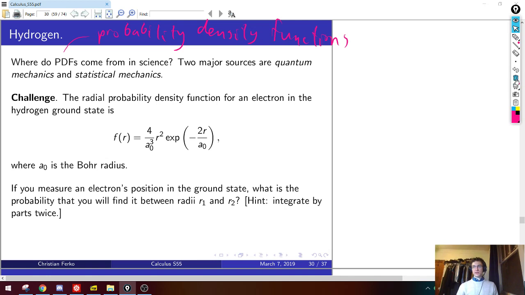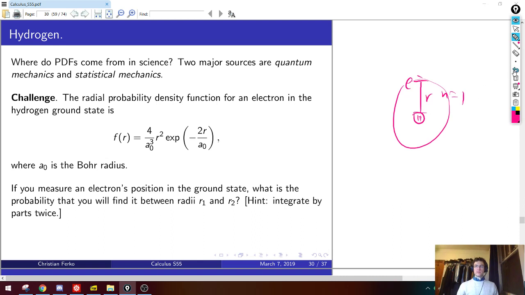And as you can prove, if you have an electron in the ground state of hydrogen, n equals 1, which you've been studying recently, and you measure the radius of the electron, how far away it is, the radial coordinate from the nucleus, and ask what is the probability distribution for what distance from the nucleus I find it at, the radial PDF from quantum mechanics looks like this. It's 4 over a0 cubed. Do you know what a0 is? The Bohr radius. Yes. So it's 4 over a0 cubed times r squared e to the minus 2r over a0.